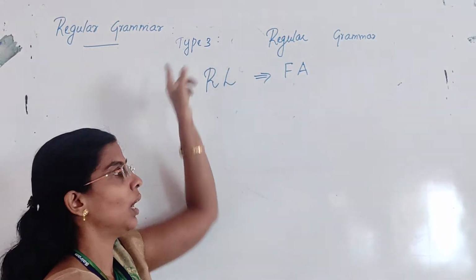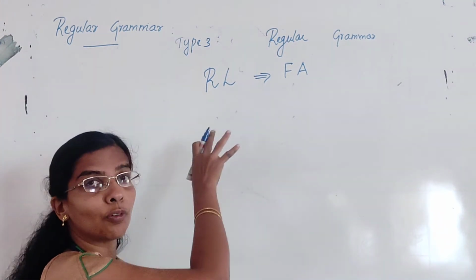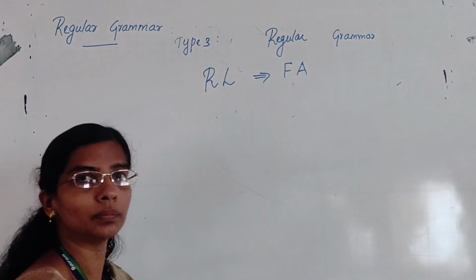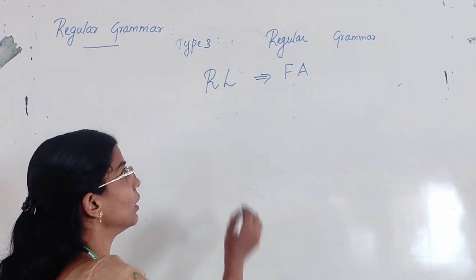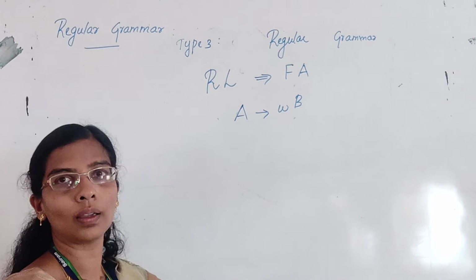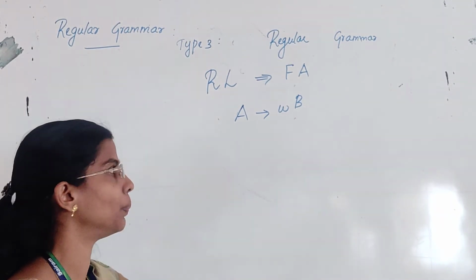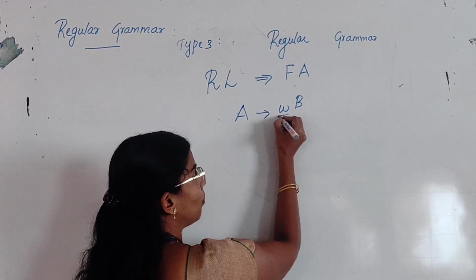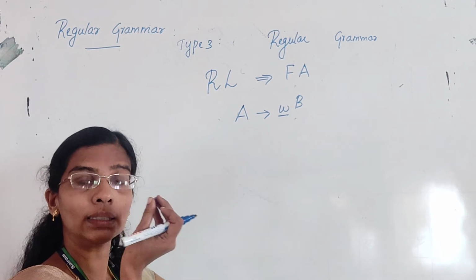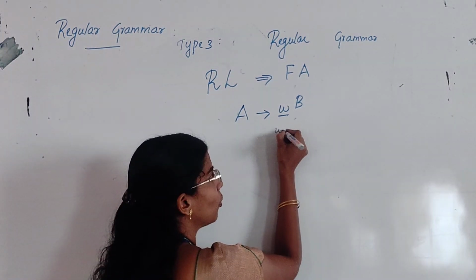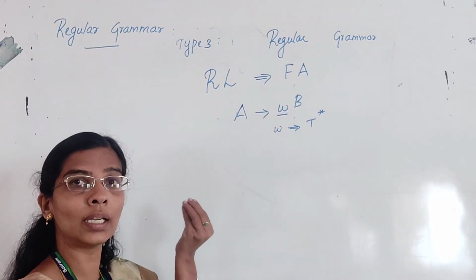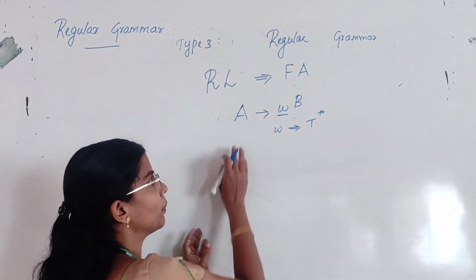And what is the condition? What is the form of this regular grammar? It is A tends to W, B. W is a combination of only terminals. How should I form W? W is T star. W is only terminals.